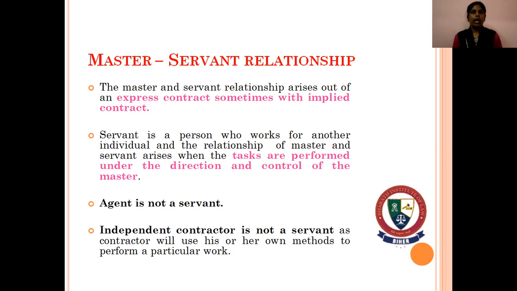Only the person who has been working for another person, following all the instructions given by the other person and getting a certain kind of remuneration, is called a servant. Only these sorts of relation will be called employer and employee. So the labor laws will be applicable only to these kinds of relationship and not any other.